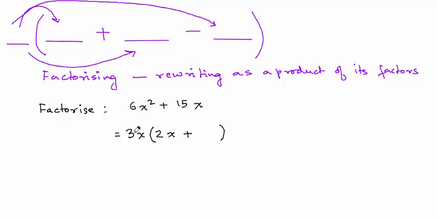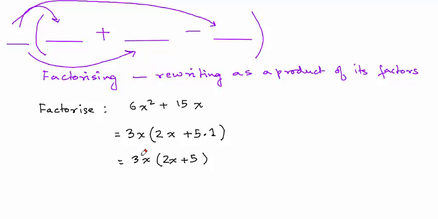In the same way, 3 times 5 is 15. And then you have an x here, you already have an x here. So it's like saying x times what is x? Well, that's a 1. You may or you may not write that 1 over here. And so the factored form of 6x squared plus 15x is 3x, and inside parentheses, we have 2x plus 5.